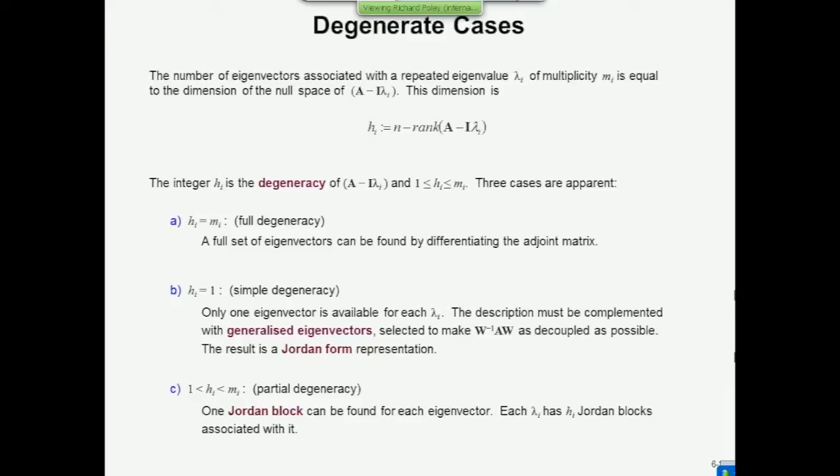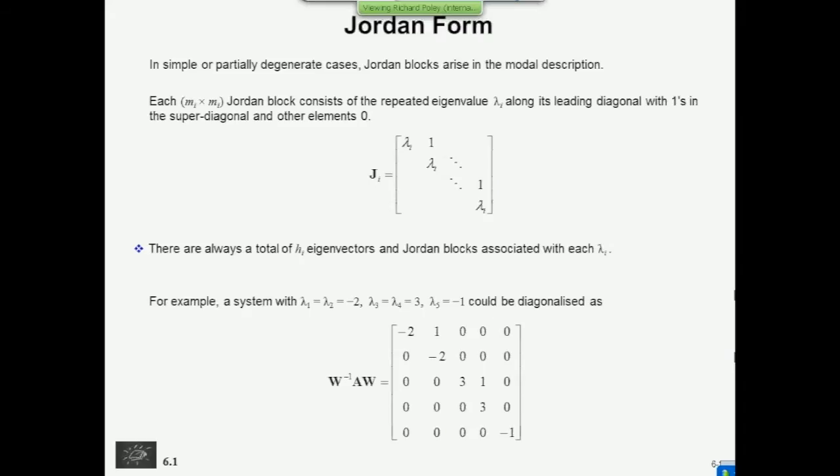But if you've got less than that, well, if you've only got 1, you need these generalized eigenvectors, and you end up with a full Jordan form representation. If you've got between 1 and the multiplicity, well, you end up with Jordan blocks appearing, and the spectral matrix has certain blocks in it which have 1s on the superdiagonals, but they're not all 1s. Some of them are 0s. Let me show you a quick example of this.